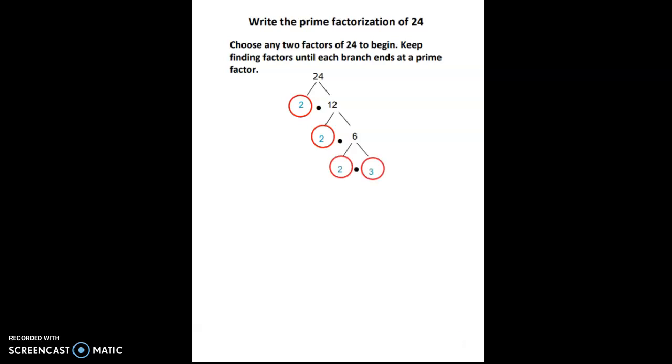2 times 3 is 6. Since both my numbers are prime, I now have finished the branches for the tree. My prime factorization is multiplying all of the circled numbers together. 2 times 2 times 2 times 3 is 24. It is the prime factorization of 24. We can also write that as 2 to the third power times 3.